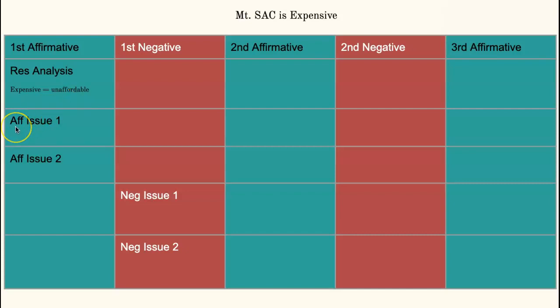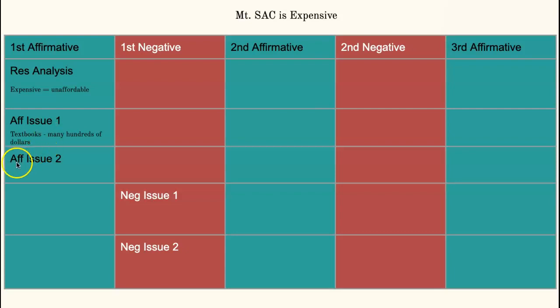Then I would say something like, on affirmative issue 1, in academic debates we call that signposting, where you're telling us which issue you are in the debate. So I would signpost saying, on affirmative issue 1, my first reason Mount Sac is expensive is because of textbooks. For some classes, textbooks can cost many hundreds of dollars. And if you can't afford the textbook, then many students will not enroll in the class. And if you do enroll, but you're not able to afford the textbook, then students won't be successful. And so they'll drop out.